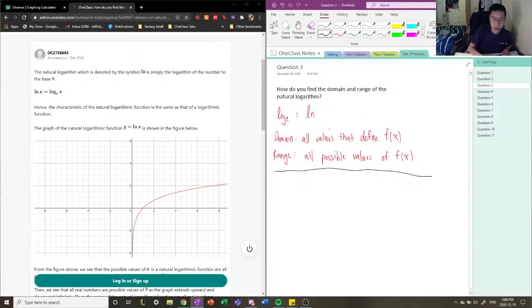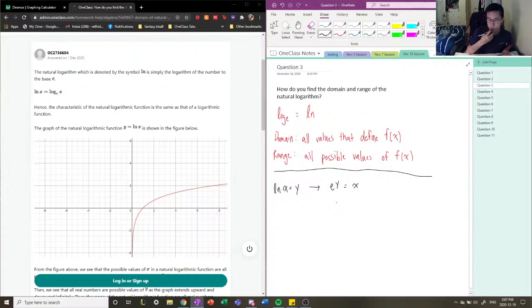We know that ln of x is equal to y, right? This is equivalent to saying e to the power of y equals x. These two functions are related to each other by the inverse, right? So the ln function is the inverse of our power function, our exponential function.